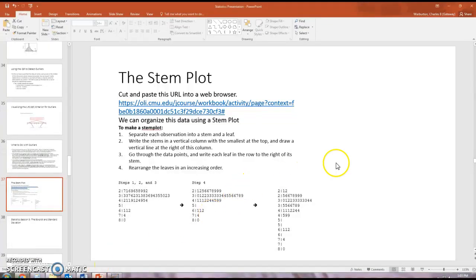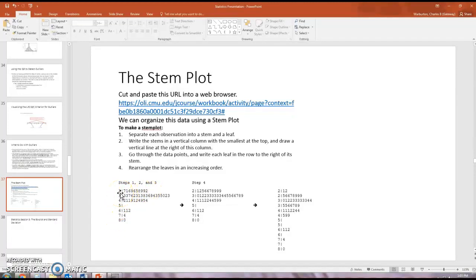So the stem and leaf plot helps us to organize data. What we do with the stem and leaf plot is take a vertical line and separate the stems from the leaves, and each leaf in the row to the right of its stem gives you the last digit in the value. In this case, it looks like the value to the left is in the tens, and the value to the right is in the ones.